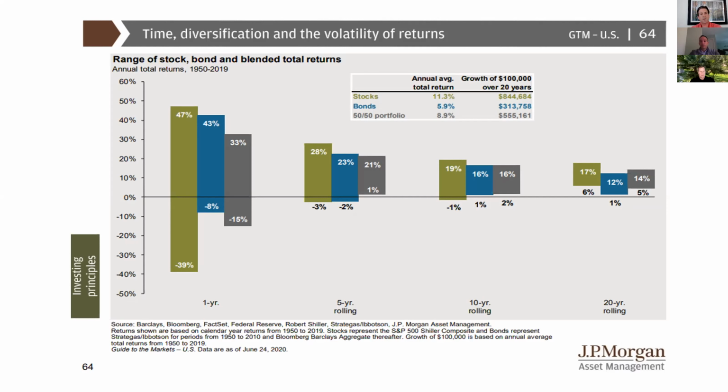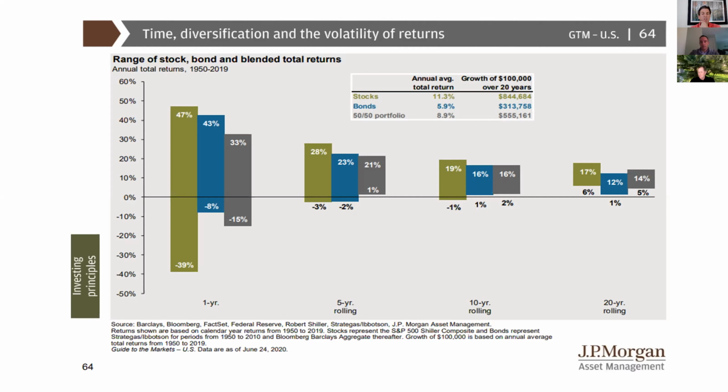From 1950 to 2019, if you look on the left, the 3 bars on the left-hand side, the 1 year, it's pretty volatile, right? I mean, if you're invested in a 100% stock portfolio, that's the green bar. Over a 1 year time frame, your returns would have ranged from negative 39% to positive 40% between 1950 and 2019. Pretty wide possibility. But if we look over 5-year rolling periods, so the next 3 bars over, let's just track with the 100% stocks green bars.